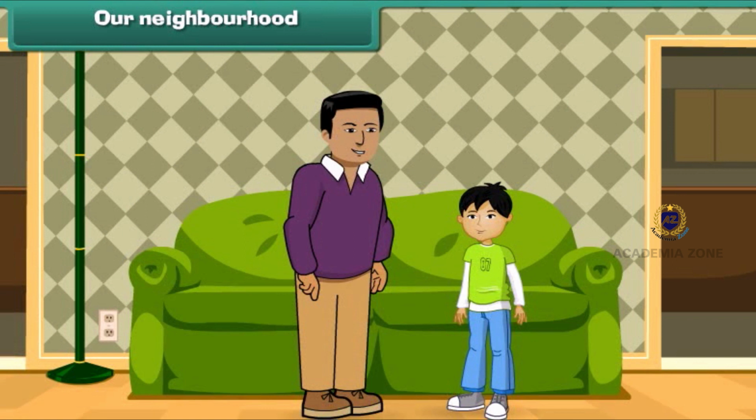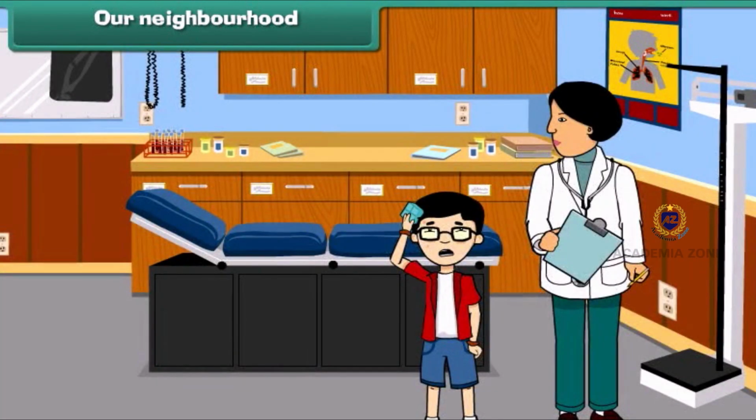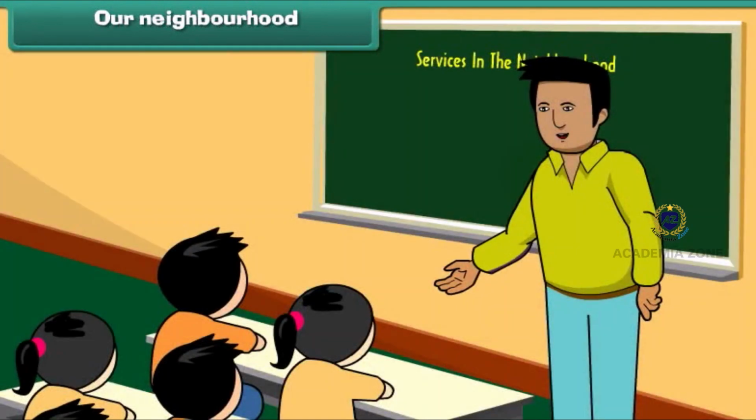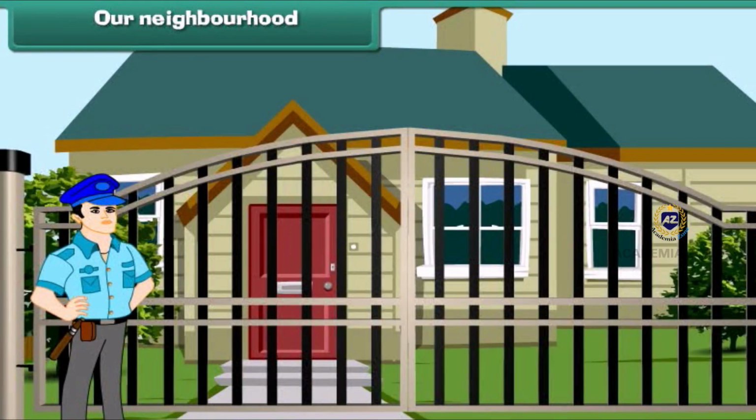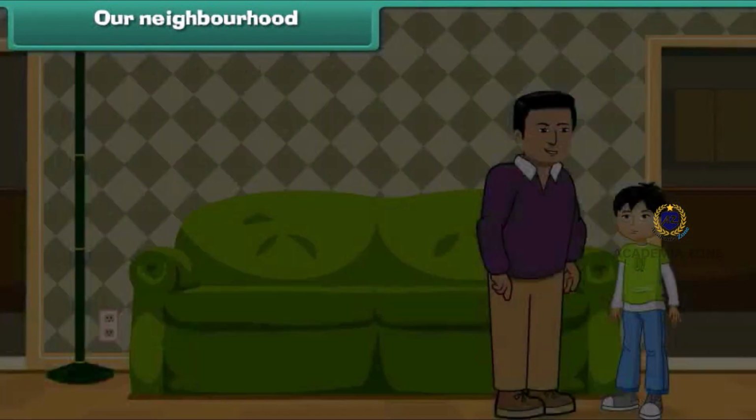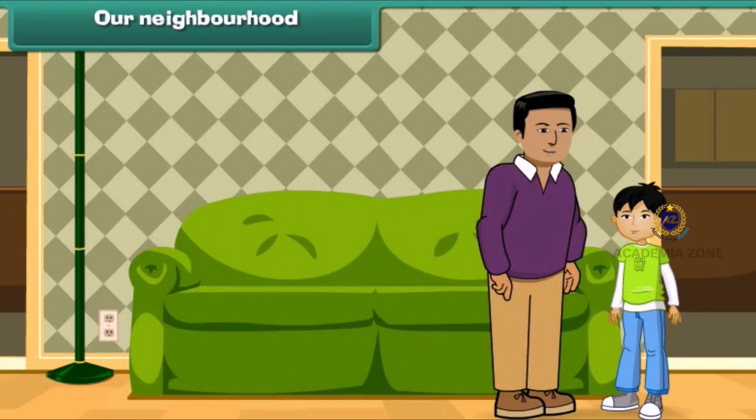Sam, we are human beings and we live in a society, and hence we need each other's help many a times. As you know that we need doctors when we fall ill. We need teachers to teach us. We need watchmen to keep our home safe. We get all this from our neighborhood. Son, now let's go outside and I will introduce you some of the neighborhood places.